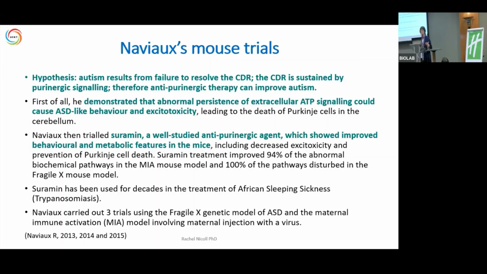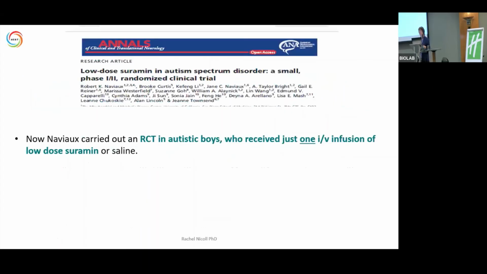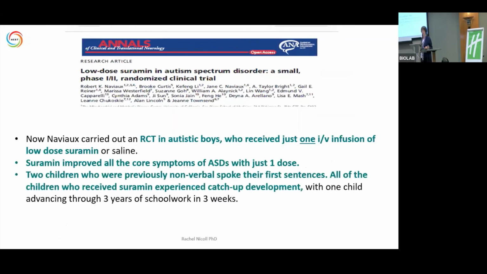So then he felt he was ready to move on to autistic boys. This was only a small trial, it's true, but he gave them one infusion of low-dose suramin or saline. Suramin improved all the core symptoms of autism spectrum disorders with just that one dose. 2 children who were previously nonverbal spoke their first sentence. All of the children who received suramin experienced catch-up development, and 1 child advanced through 3 years of schoolwork in 3 weeks. So it's all in here, it's just not accessible.